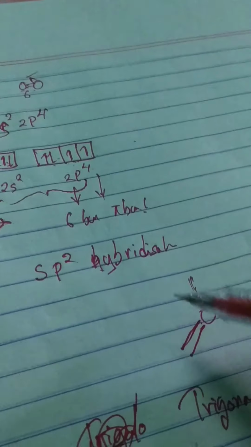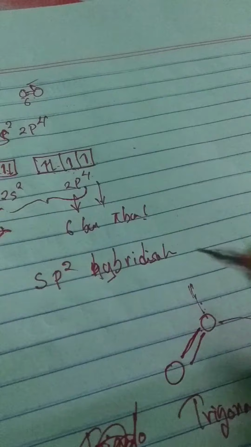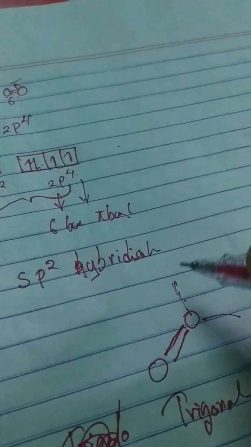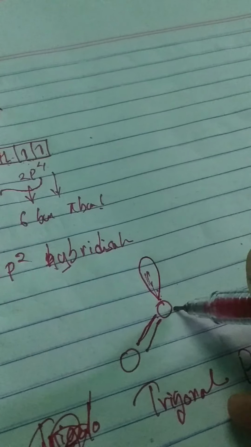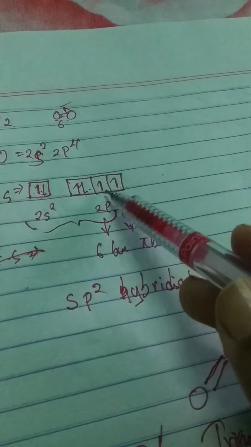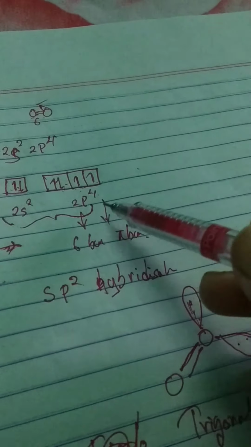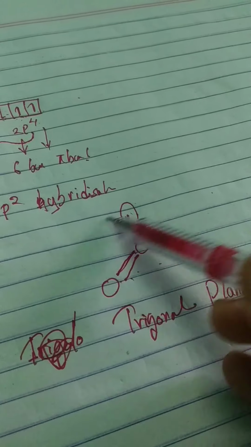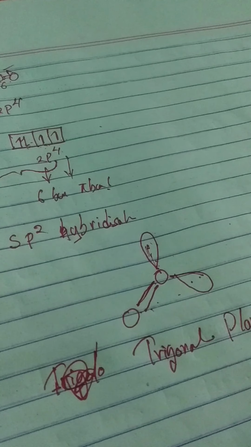So done. And the rest of these two will be lone pairs. Or you can first draw a sigma bond, then put the lone pairs, and at last put the pi bond with the sigma bond. So this is your frame of trigonal planar. Okay, fine. Let's do up to this one only.